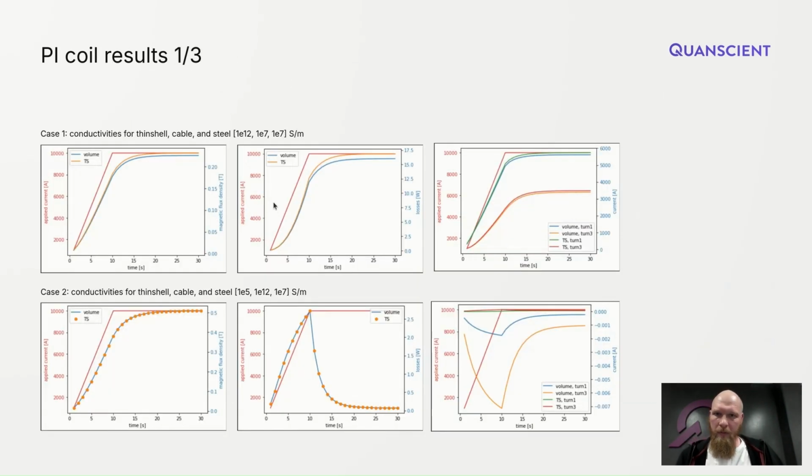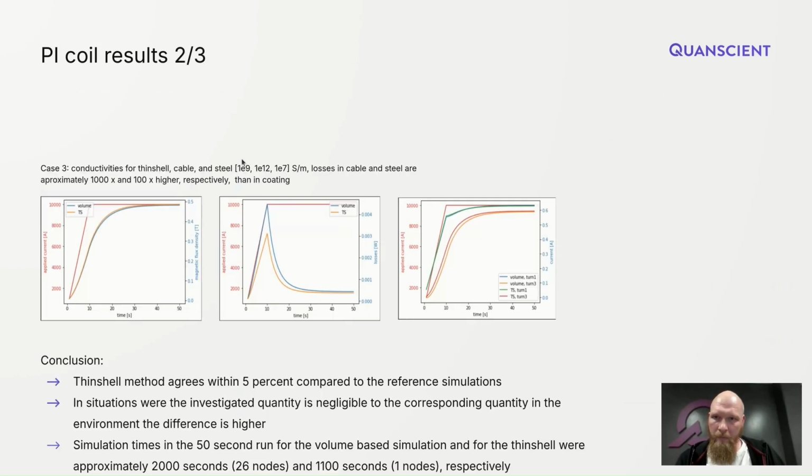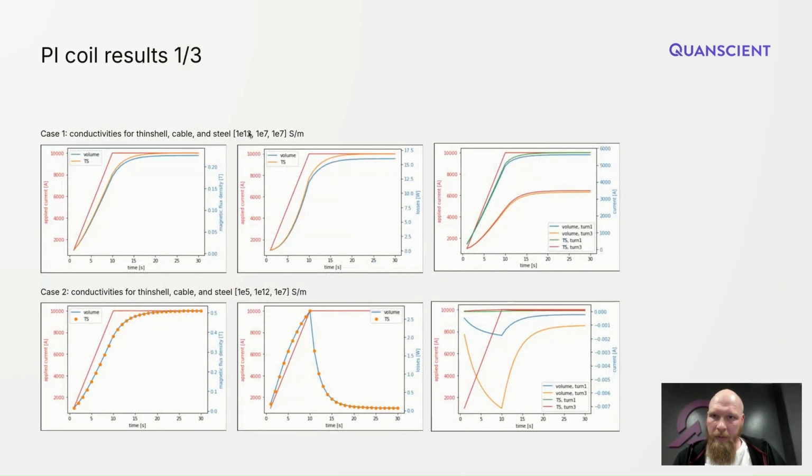Some results. We did 3 different simulations. In the first one, the conductivity for the thin cell was very high. We wanted to see that the current is flowing in the thin cell and to compare the net currents between the different models. So in this case, we had the cable conductivity the same as in steel.